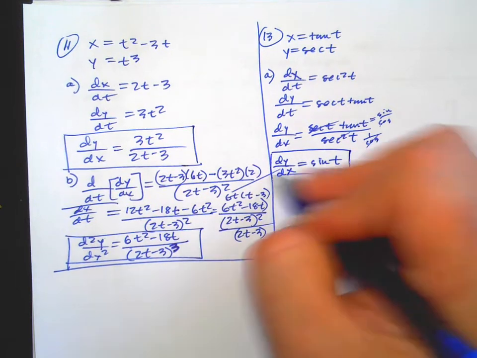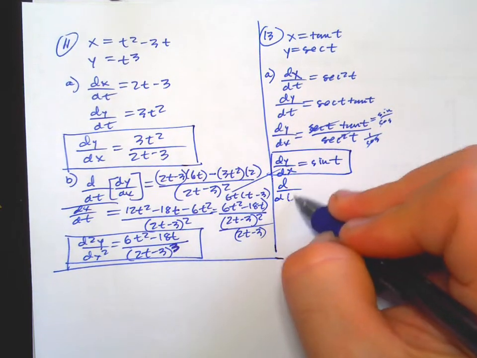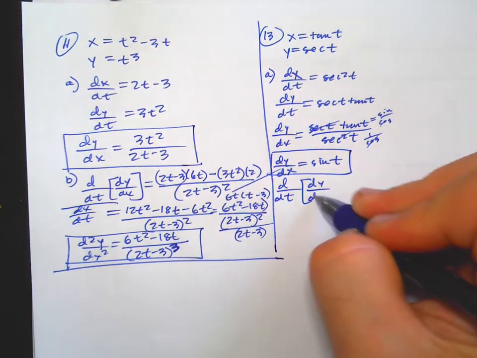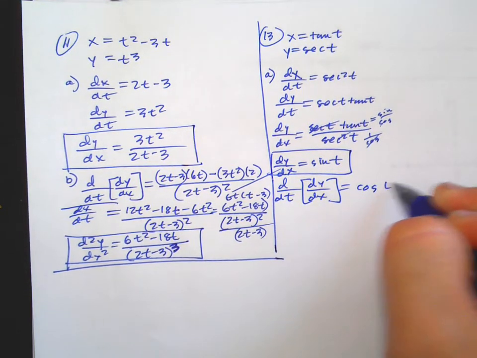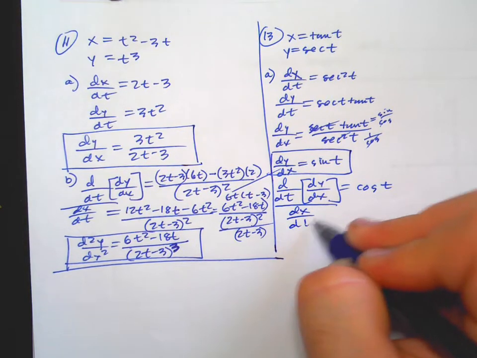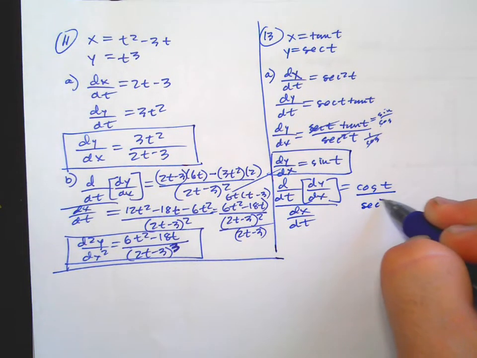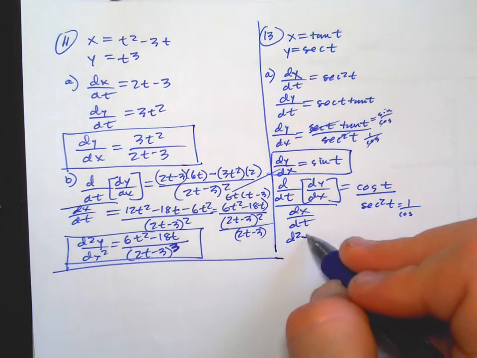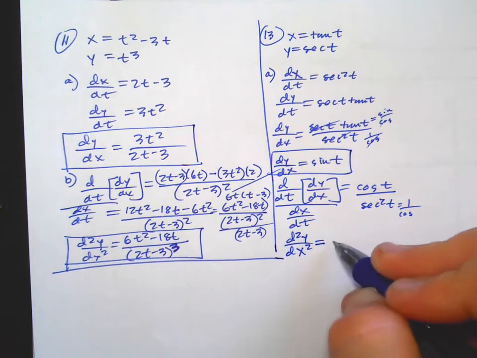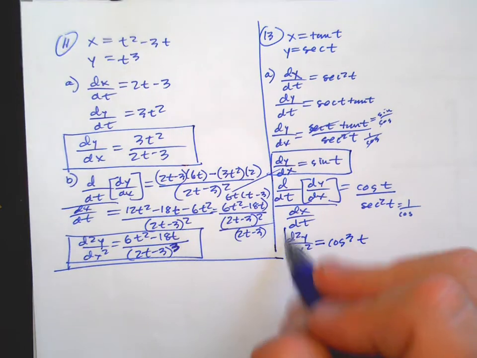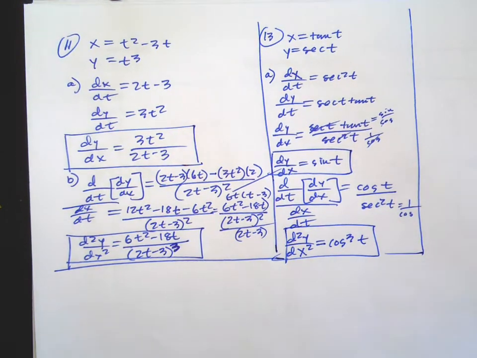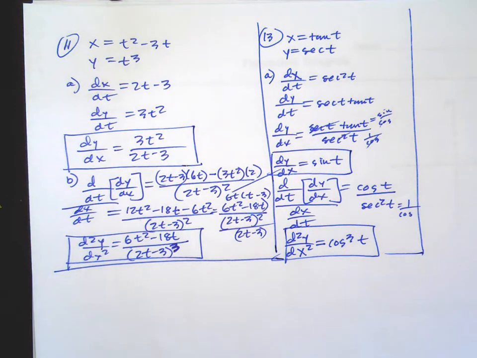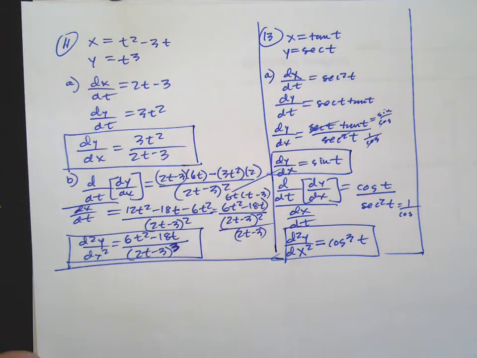That's nice. And then we need to take the derivative of it with respect to x, and we need to divide by dx dt, which was secant squared. Now secant is 1 over cosine, right? So that's going to get flipped to the top, and the second derivative is going to be cosine cubed. Nice. That one was a lot better. And got one more. Getting some different derivative practice in here.